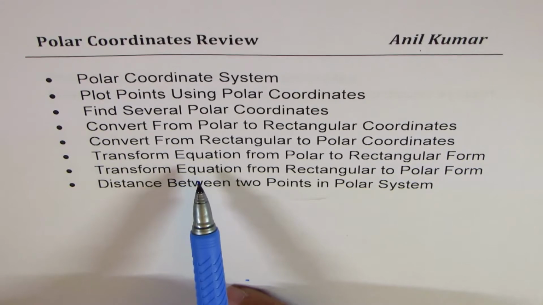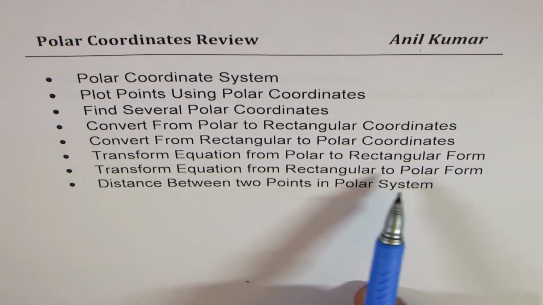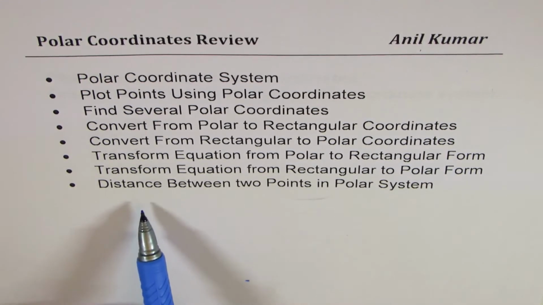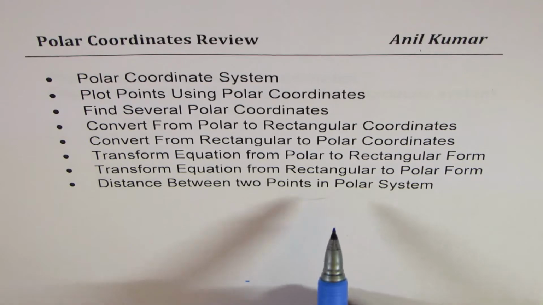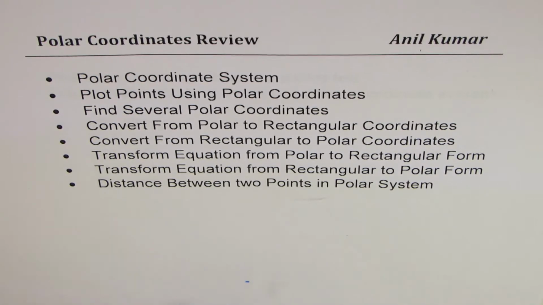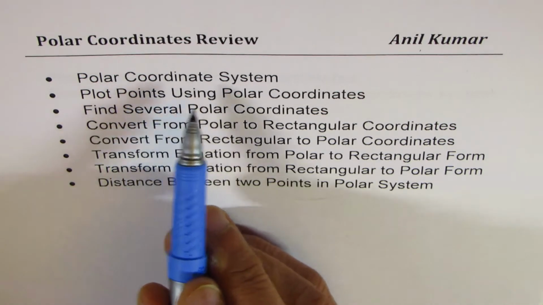We'll transform equations from polar to rectangular and from rectangular to polar form, and we'll also derive a formula to find the distance between 2 points when polar coordinates are given to us. Now let me begin with what a polar coordinate system is.